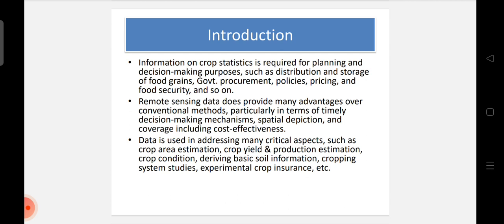Information on crop statistics is required for planning and decision making purposes, such as distribution and storage of food grain, government procurements, policies, pricing and food security and so on. Remote sensing data does provide many advantages over conventional methods, particularly in terms of timely decision making, spatial coverage, and cost effectiveness. Data is used for addressing many critical aspects such as crop area estimation, crop yield and production estimation, crop condition, deriving basic soil information, cropping system studies, experimental crop and insurance.